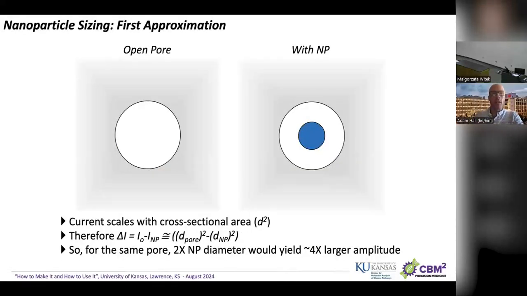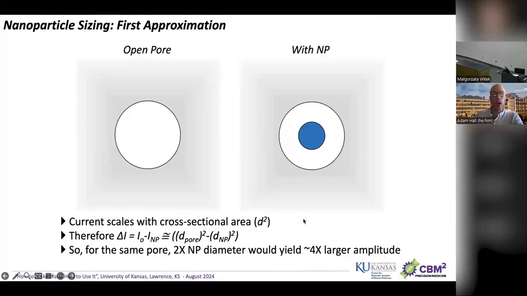For nanoparticle sizing, just to take you briefly through a thought experiment of how to understand these a little better, let's talk about a first approximation. When you size something, you're basically looking at the difference between the signal when there's an open pore, nothing in it, and when the thing you're translocating is going through. It basically reduces the apparent diameter of the pore. So this white area is the only place the ions can go through.